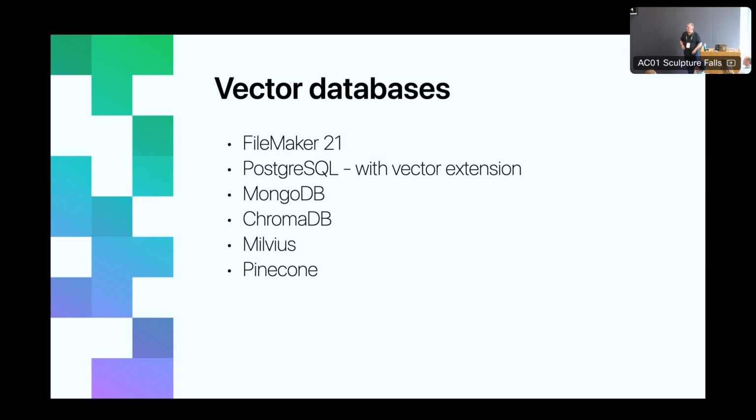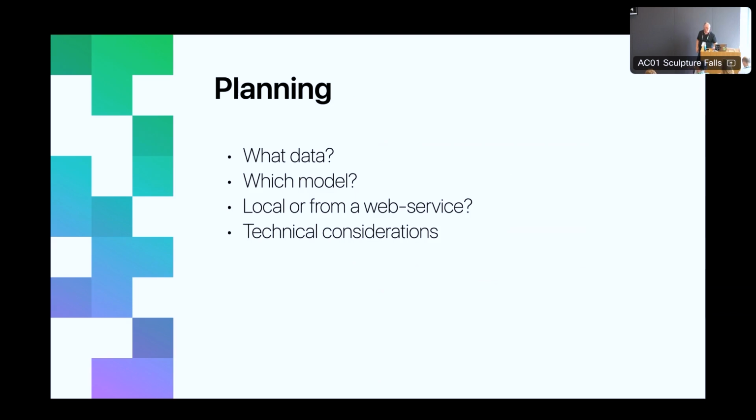And we store these in vector databases. FileMaker now provides vector support within the database. PostgreSQL with the vector extensions does as well. MongoDB, ChromaDB, Milvus and Pinecone are basically in the cloud. They're vector databases in the cloud. So these are all things that can be used to store these embeddings.